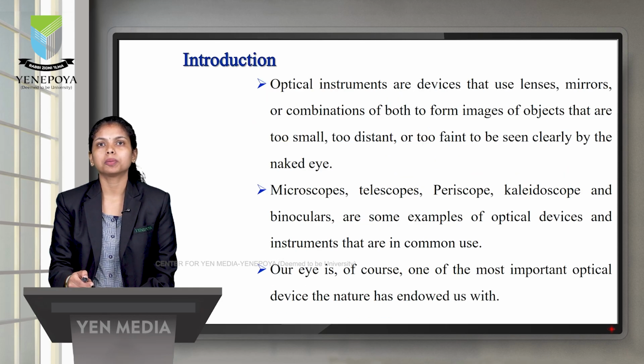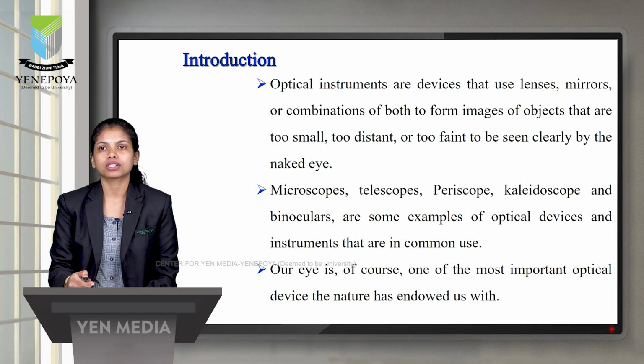To begin with, optical instruments are devices that use lenses, mirrors, or a combination of both to form images of objects that are too small, too distant, or too faint to be seen clearly by the naked eye. Many optical instruments are designed utilizing the refracting and reflecting properties of mirrors, lenses, and prisms. Microscopes, telescopes, periscopes, kaleidoscopes, and binoculars are examples of optical devices in common use.